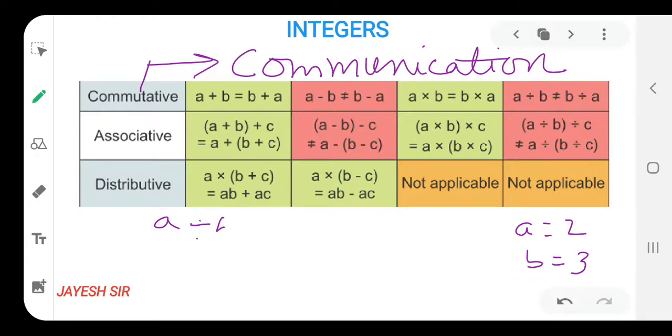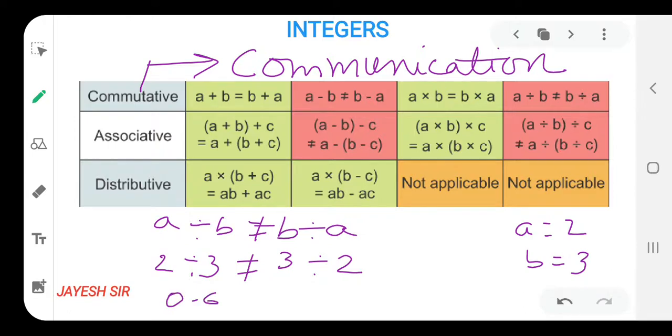Now let's begin with division. A divided by B is not equal to B divided by A. Now friends, 2 divided by 3, I can divide, but I hope you can't, so for you I am dividing over here. 2 divided by 3, our answer would be near about 0.666 and so on. Now 3 divided by 2, our answer would be 1.5. As we can see, both answers are not similar. That means the commutative property does not work under division.